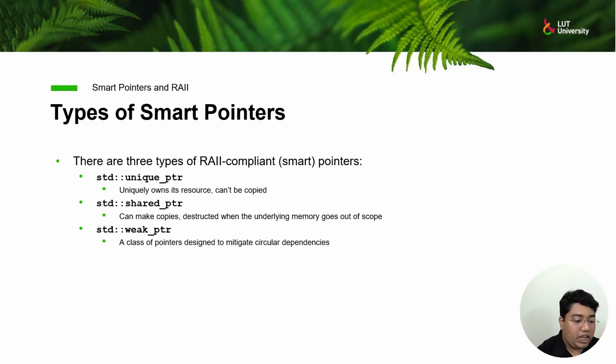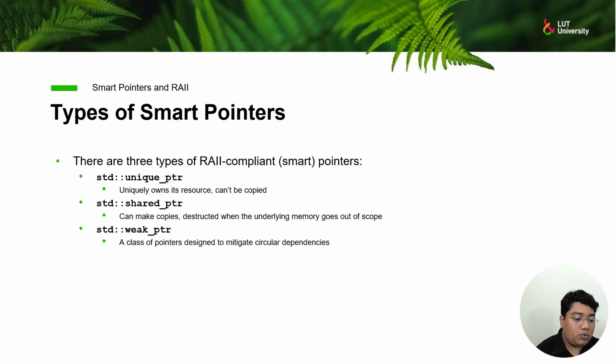The third is weak pointer. It's a little bit different. It doesn't own the object at all. Instead, it simply observes an object that's managed by a shared pointer. We will see later why that's useful.